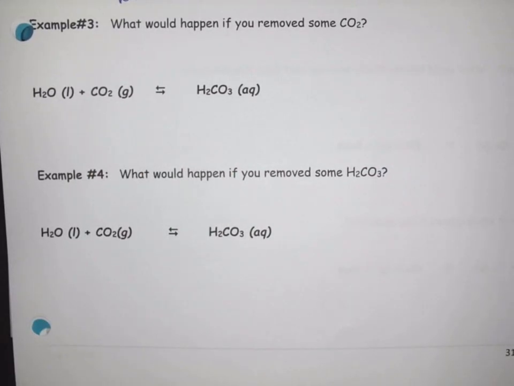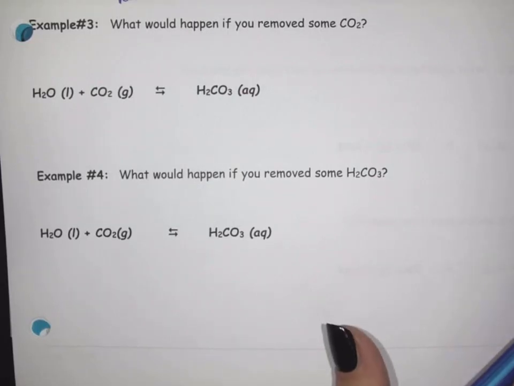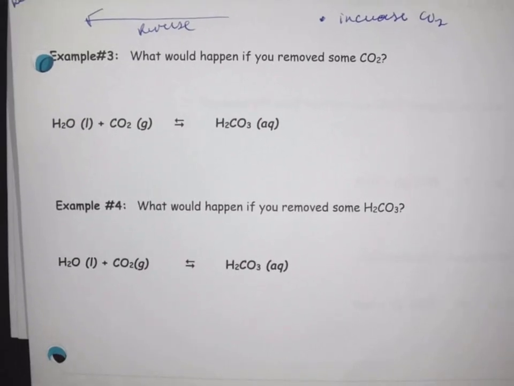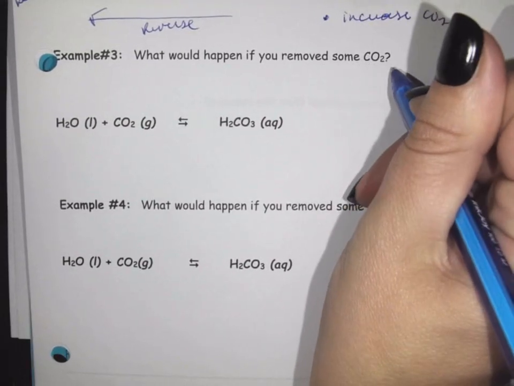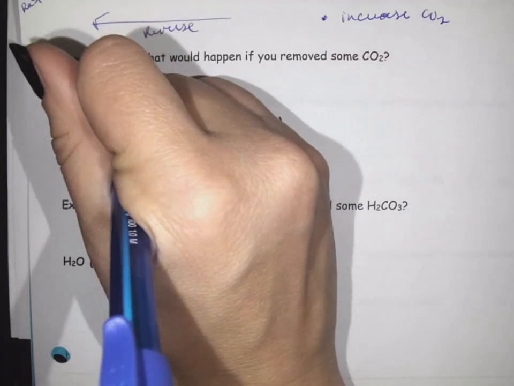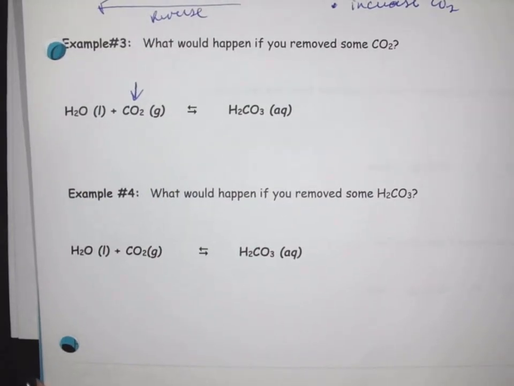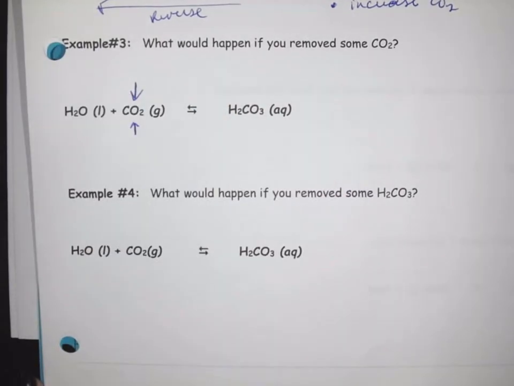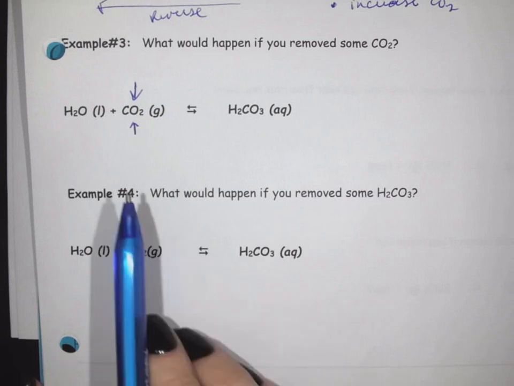Okay. So now, what if instead of adding something, we took away something? So like looking at example number 4. This one's like the exact opposite, so actually let's do number 3. What would happen if you removed some CO2? So the stress is removing CO2. Now, reminder, a reaction responds by doing the exact opposite, so it's going to respond by trying to increase CO2.